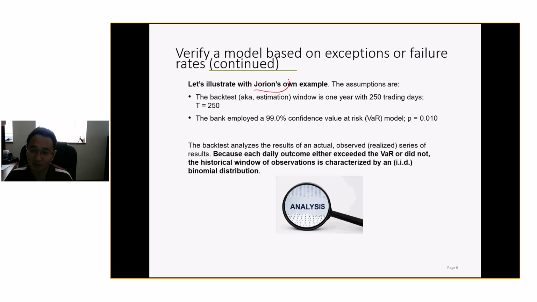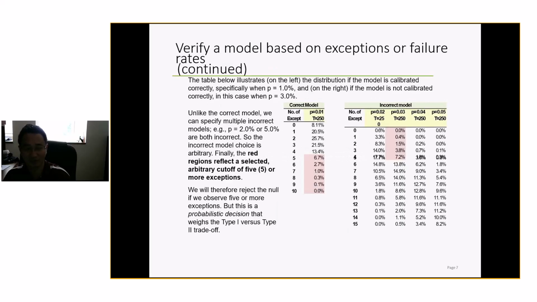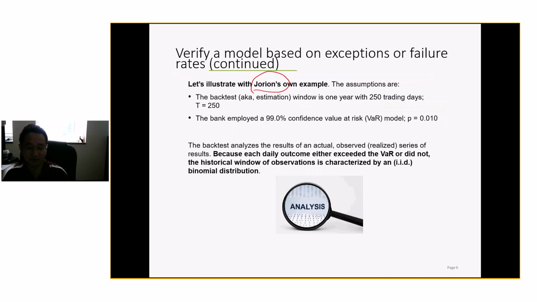So we are going to illustrate using Jorion's example. This is a book that is assigned by the FRM exam, and it is a really good book, but for my class you don't have to buy it. If you are interested, you can get it. Okay, so we are backtesting a model over 1 year, which is 252, but we use 250 here, in trading days. The bank employed a 99% confidence level with a probability of 1%.